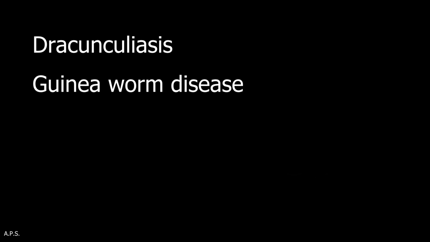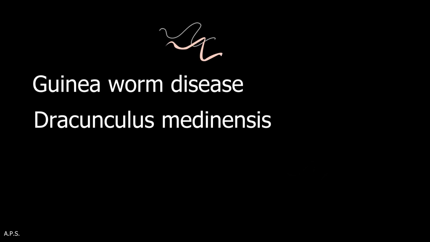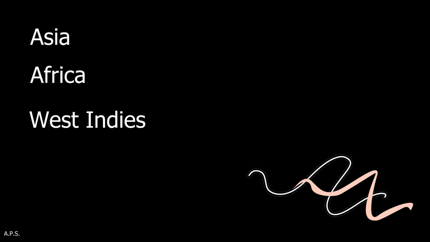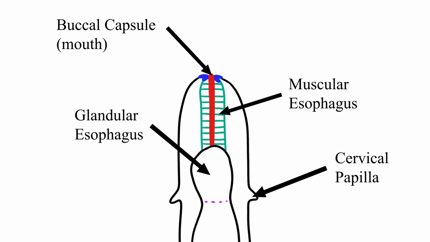Dracunculiasis, also known as Guinea worm disease, is caused by the nematode roundworm Dracunculus medinensis. The Dracunculus medinensis is found primarily in the tropical areas of Asia, Africa, the West Indies, and South America. There are many structures on the anterior end of the worm, such as the mouth, which aids in consuming gastric juices of the host, the muscular esophagus, the glandular esophagus, the cervical papilla, and the nerve ring.